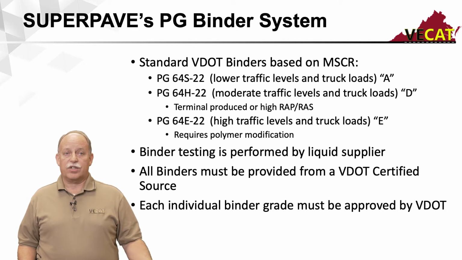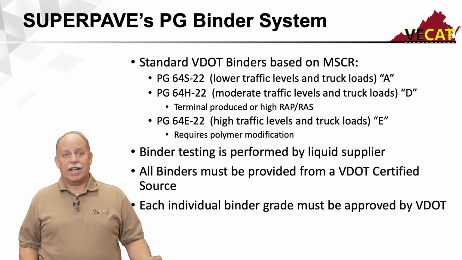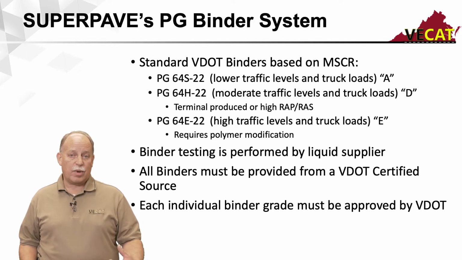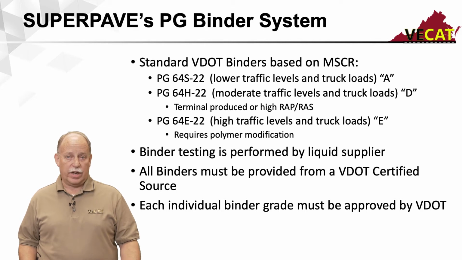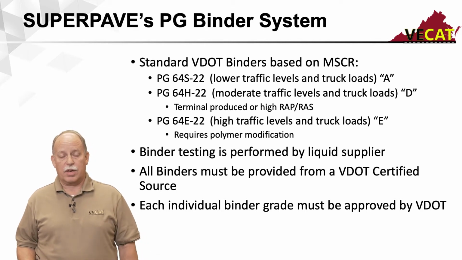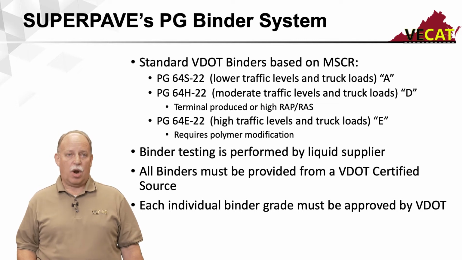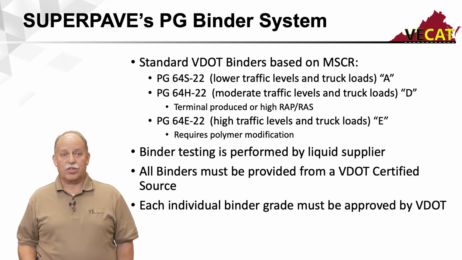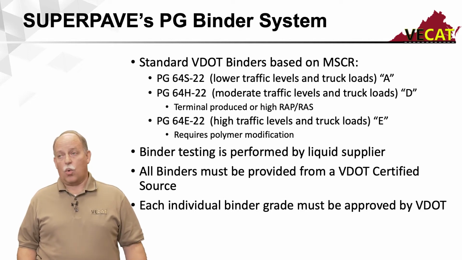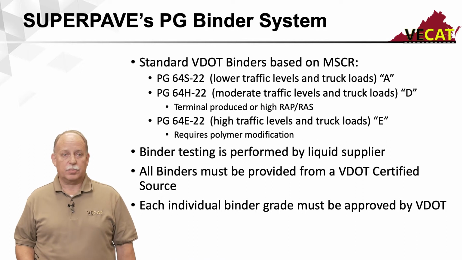You can also get a 64H by using a 64S-22 and inserting that RAP we spoke of earlier. If you include RAP, that RAP has a hardened binder in it already. You combine that to achieve the 64H-22 properties. And then lastly, we have a 64E-22. Those are for extremely high levels, such as interstates. And in Virginia, those require polymer modification.